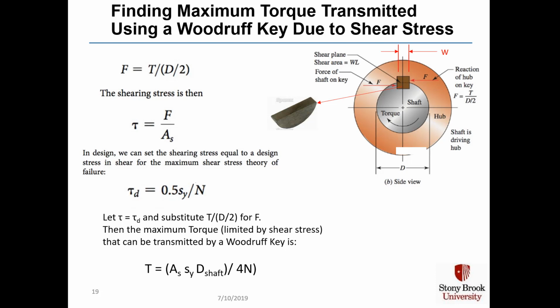Similar to with rectangular keys, we have a design shear stress tau d, which is equal to 0.5 times the yield strength S sub y divided by n, the safety factor. And we let tau equal tau d and substitute T divided by d over 2 for F. And then we find that the maximum torque, which is limited by shear stress, that can be transmitted by a Woodruff key is T equal A sub s times Sy times the diameter of the shaft over 4 times the safety factor.